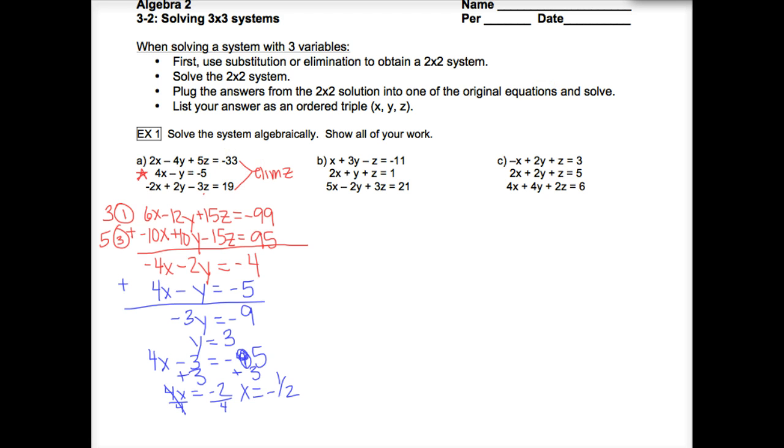So now I'm going to change colors again and go to step 3, which is to plug those answers from my 2 by 2, y equals 3 and x equals negative 1/2, into one of my original equations. I should indicate, it has to be one that has all 3 variables, because some of them don't. So pick one of the ones that has all 3 variables. So I could go top here, or I could go bottom. Doesn't really matter. I'll probably pick the top since it has fewer negatives on the left side, but it does not matter.